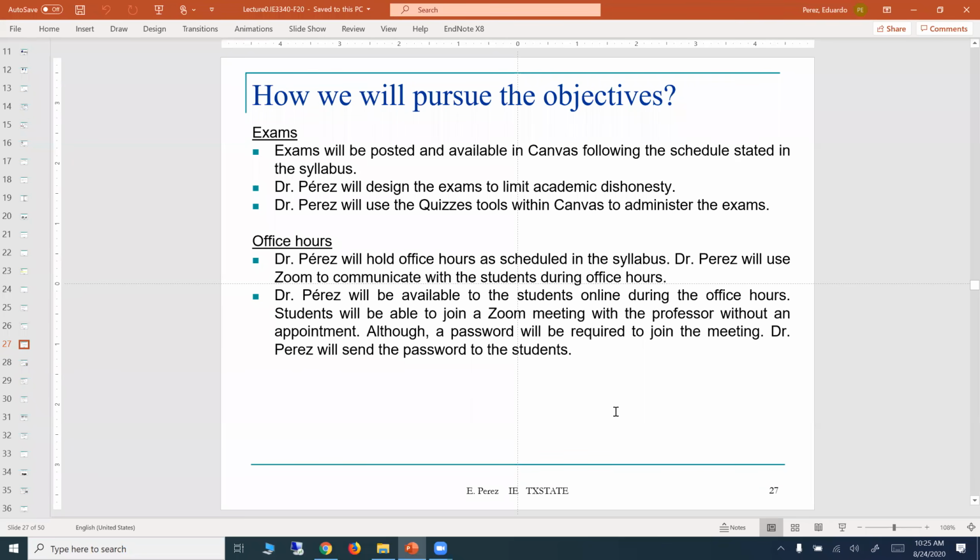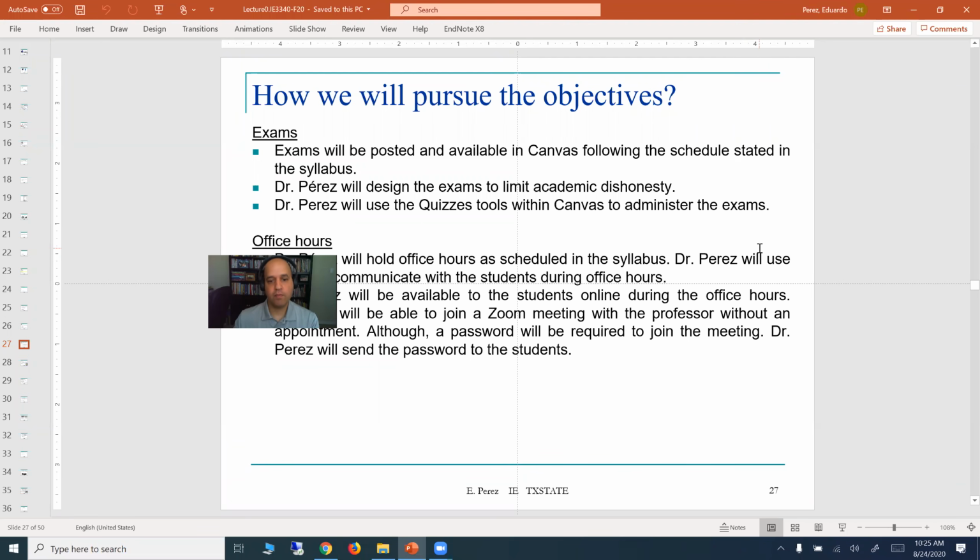Exams. The exams will be posted and available in Canvas following the schedule stated in the syllabus. The professors will design the exams to limit academic dishonesty. So, for example, there's an option in Canvas that I will be using in this class in which you answer one question and then you move to the next one. And then you are not going to be able to go back to that question.